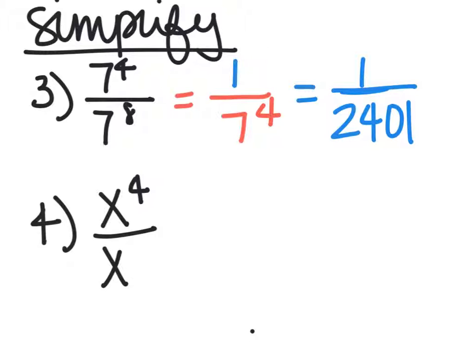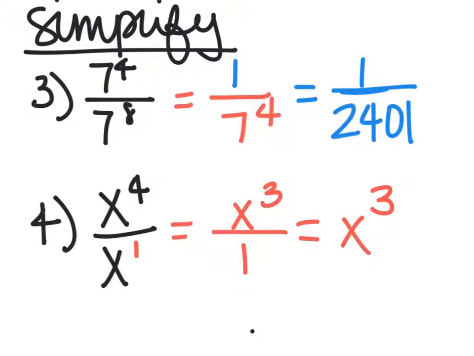On problem 4, I have x to the 4th over x. If I don't have an exponent, remember that exponent is a 1. So I need to subtract these, but I've first got to figure out where there are more x's. So x to the 4th, the 4 is bigger, so that means my answer is going to go on top. And I'm going to subtract, and 4 minus 1 is going to give me 3. Since I don't have anything in my denominator now, I'm going to put a 1 there, which is really the same thing as just x to the 3rd.